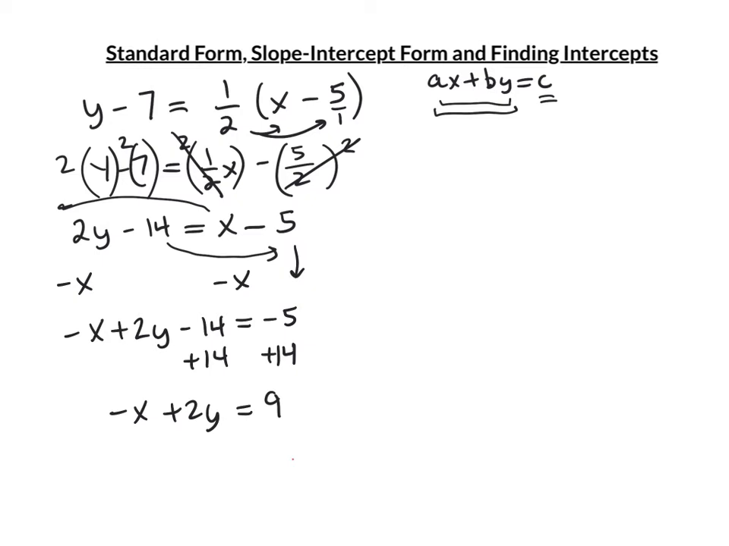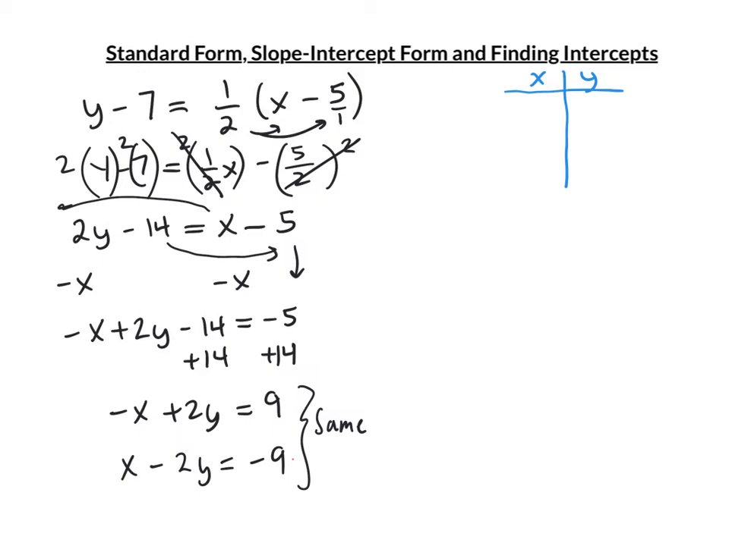You can, optionally, if you like, divide everything by negative 1, and that would flip all the signs. That would be x minus 2y equals negative 9. And again, these are the same equation.